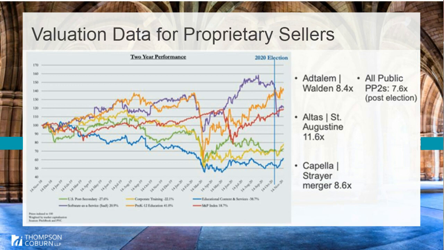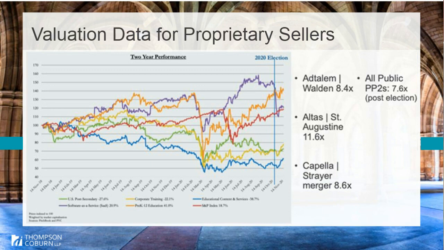And I like this very colorful EKG chart that shows what the 2-year performance of K through 12, corporate training, and the S&P has been against U.S. post-secondary colleges, and what's been happening. But the interesting thing in this chart is the uptick in all of those, with maybe the exception of software or e-service, after the election. So despite the fact that we have Democratic control of Congress and the White House, there was certainly an uptick after the election, and I think that points to investor interest, it points to optimism, and certainly those have continued to hold.